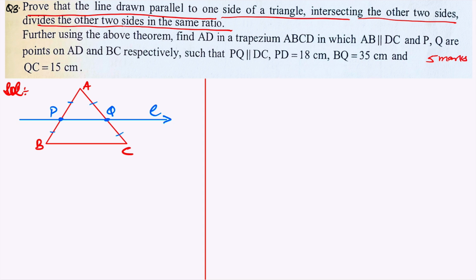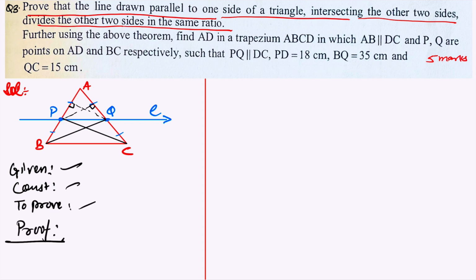Clear? Okay, now what we have to do is construction. For construction, we will join B to Q and C to P. Also draw a perpendicular from Q to PA and a perpendicular from P to AQ. So in the exam, first you will write what is given, and then construction, and then what is to prove, and then you have to do the proof. What we have to prove is AP by PB is equal to AQ by QC, that you have to write. Here we are directly doing the proof.